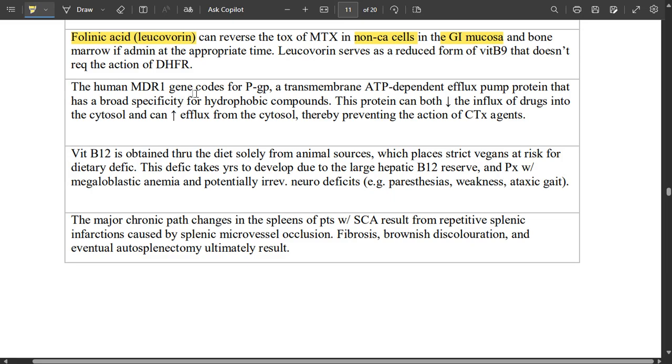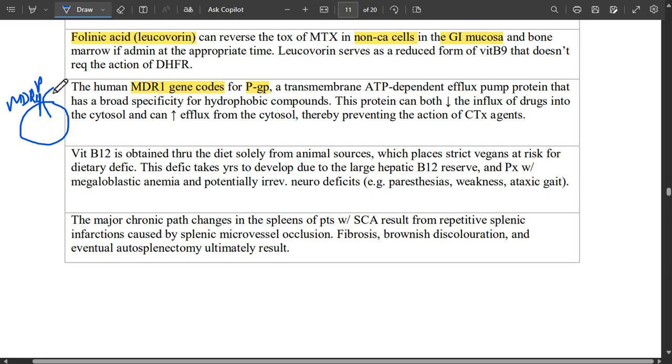The human MDR1 gene codes for P glycoprotein. So there is a gene called the MDR1 gene, which codes for a glycoprotein called P glycoprotein. It is a transmembrane ATP-dependent efflux protein pump that has broad specificity. Let's say this is the cell membrane. The cell membrane has a transmembrane glycoprotein, which is P glycoprotein, coded by the multidrug resistance 1 gene.